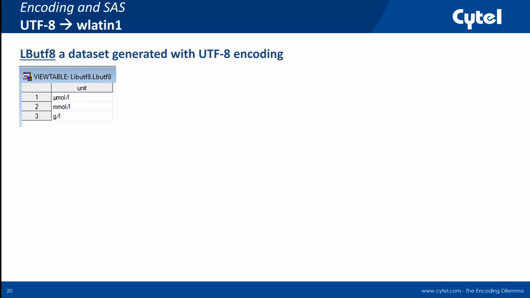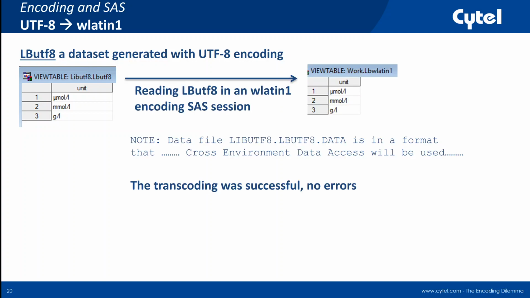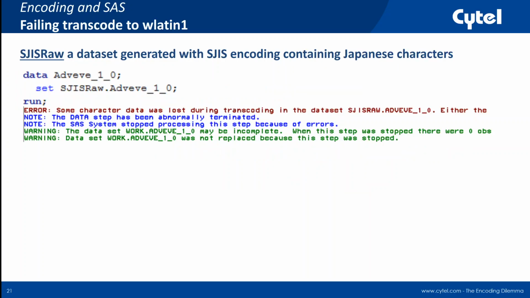Let's now consider the same example, but assuming the dataset we received has been created in a UTF-8 encoding environment, and now we want to use the dataset in a WLatin1 encoding environment. If we do set the UTF-8 dataset, we can see again the macro symbol was correctly transcoded and interpreted in the WLatin1 environment. If we look back at the earlier Japanese encoded dataset, if we stay in a WLatin encoded environment, we can also notice that if we try to use that dataset, the SAS dataset ends with an error.